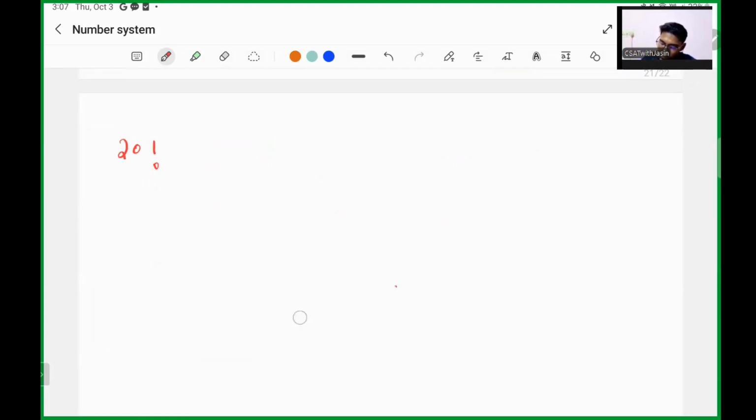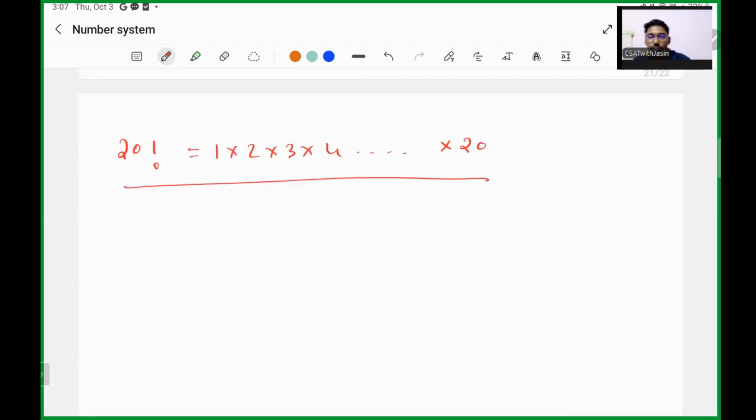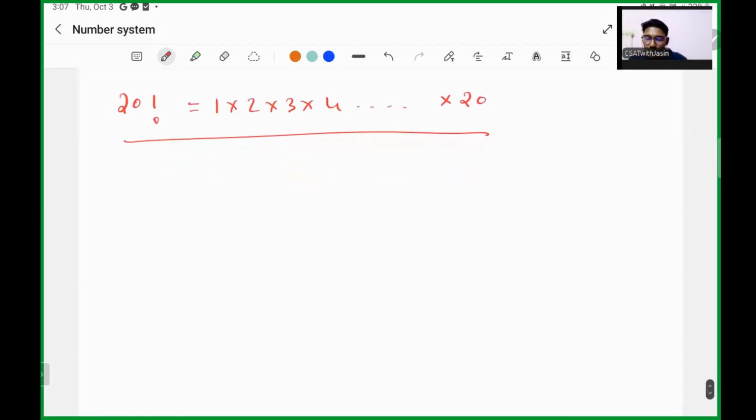20 factorial means this is equal to 1 into 2 into 3 into 4 into like that. You need to multiply till 20. Okay. So try. There is actually an easier way, but you first try. Then I'll show you how you can do it easily. So you need to find out the number of zeros at the end of 20 factorial.